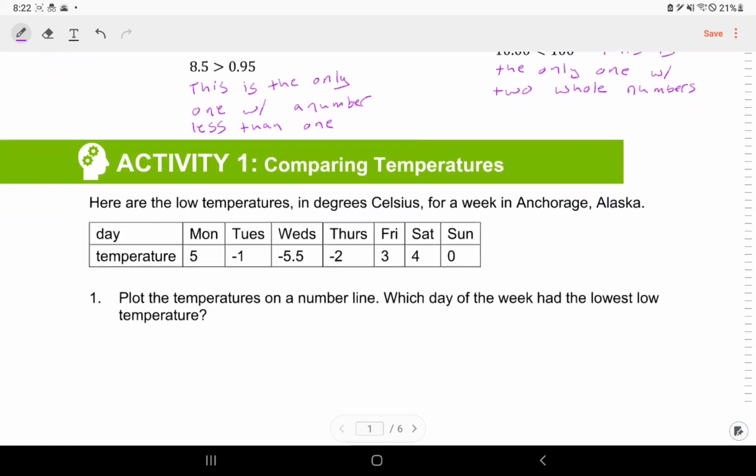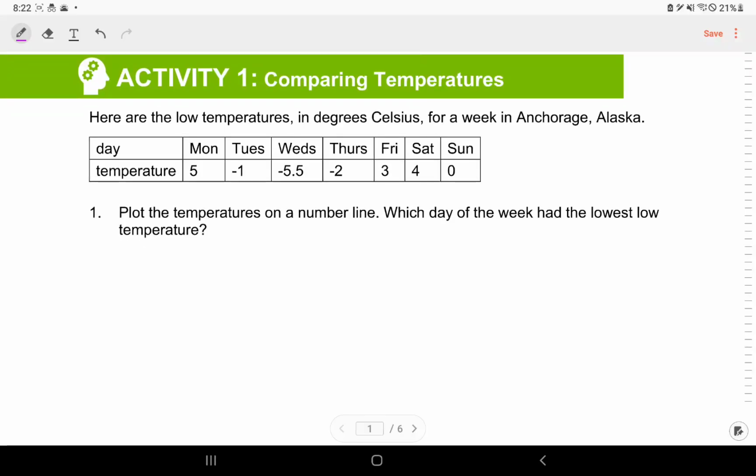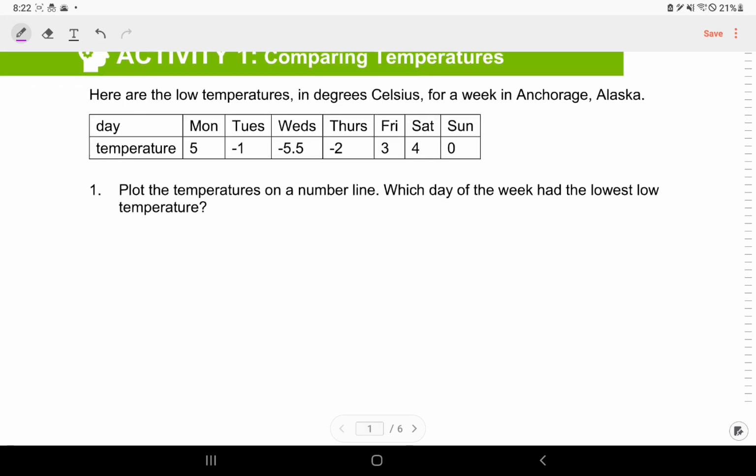Alright, so for activity 1, we're given this table. Put the temperatures on a number line. Which day of the week had the lowest temperature? So we're going to start with a number line. Okay, so we make our number line.